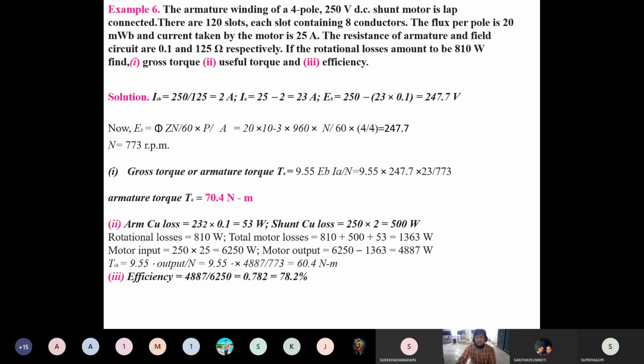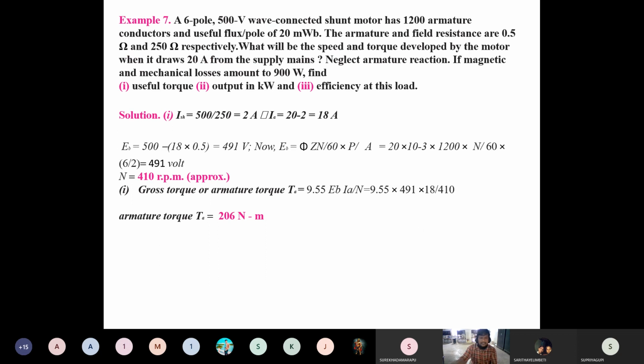Now efficiency is equal to output by input, that is, output is 4887 watts and input is equal to 6250, that is 0.782, in percentage multiplied by 100, that is 78.2%. So in this manner you have to determine the efficiency also, right? Next problem.